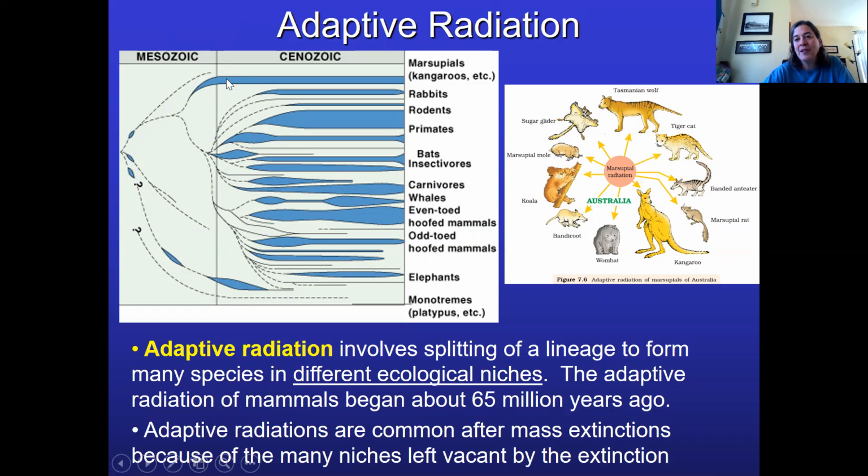So the reptiles kind of ruled the earth, and think of the Jurassic Park thing. But after the dinosaurs and a lot of reptiles went extinct because of that asteroid impact, mammals that were more easily able to survive such a catastrophic event really took off. So an adaptive radiation is when all of a sudden you get a massive explosion of different species due to something, and a mass extinction is one of the things that can trigger that.